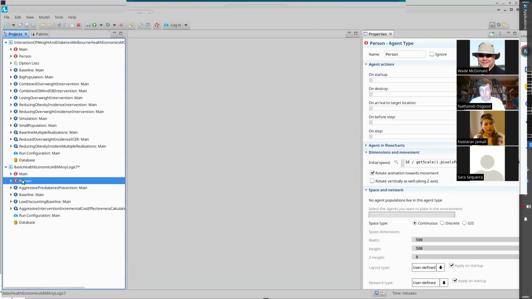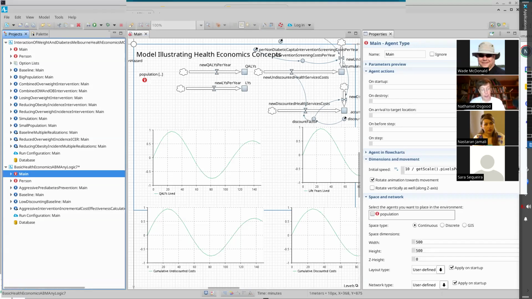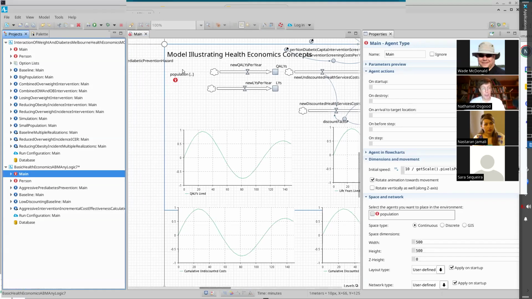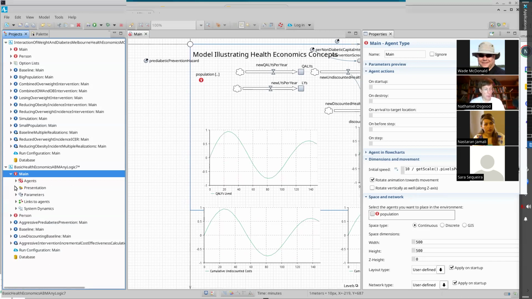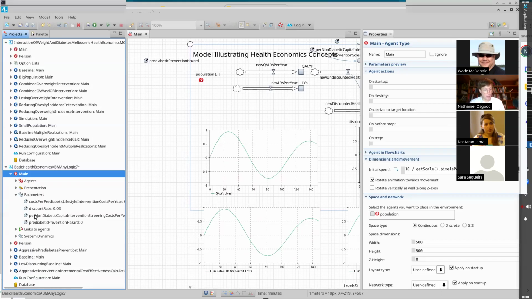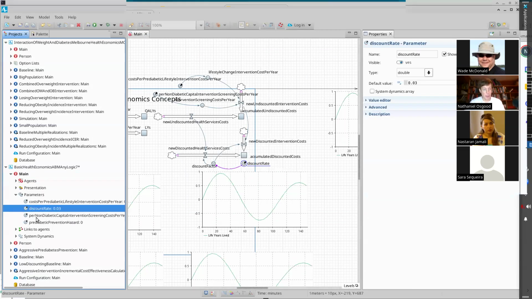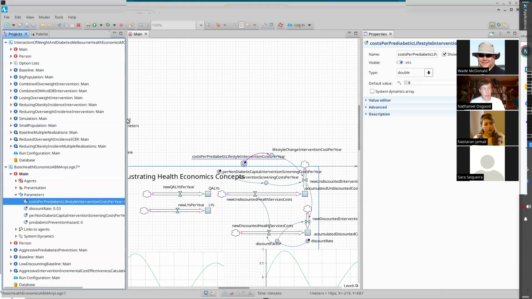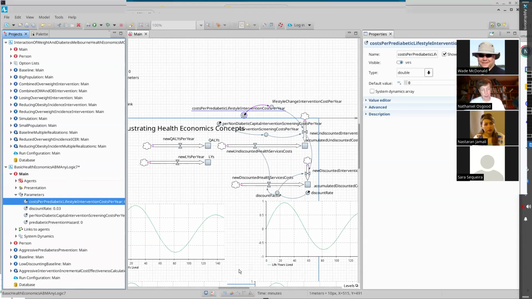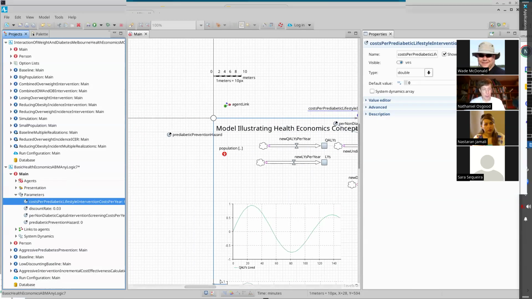So this model, if we click on main, we'll see that there's a population of people within that model in a way that will be familiar. And there are some parameters here. I see one of them, but there are several others which are visible if you click through the interface here. Those parameters are parameterizing the model or allow scenarios to run with different assumptions.